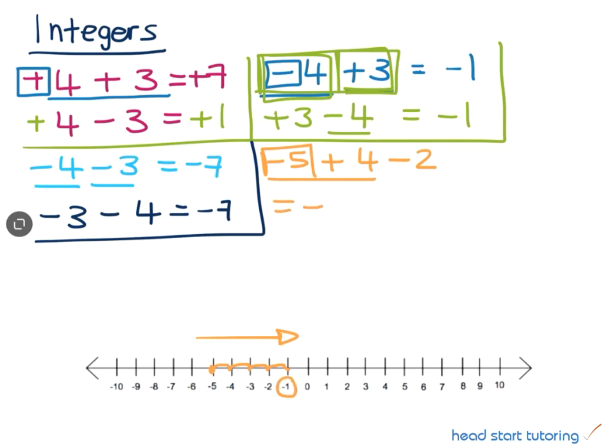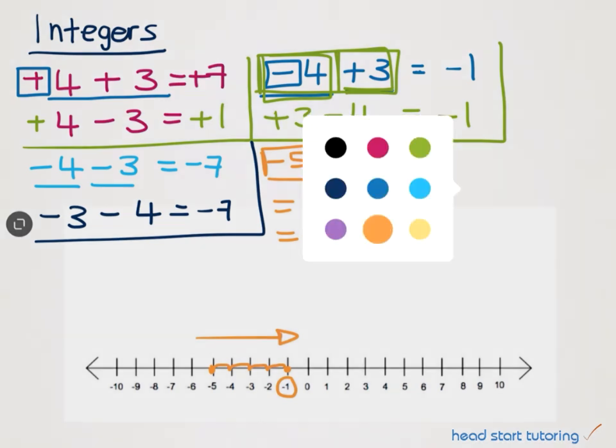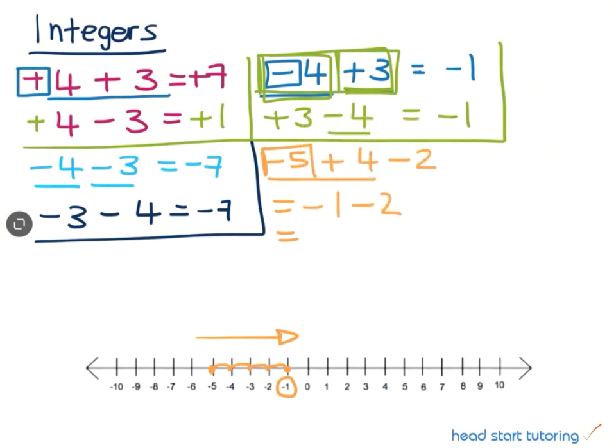So what I'll write is negative 1, now minus 2, and I then go from my negative 1 and I now need to go 2 spaces to the left because I'm now minusing. So when I'm minusing, I go to the left. So I start at my negative 1, and I go 1, 2 spaces to the left, and I end up with negative 3. Right, so as you can see here, negative 1 minus 2 is equal to negative 3.